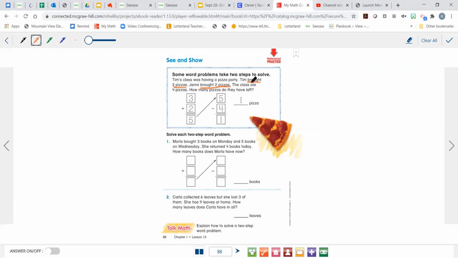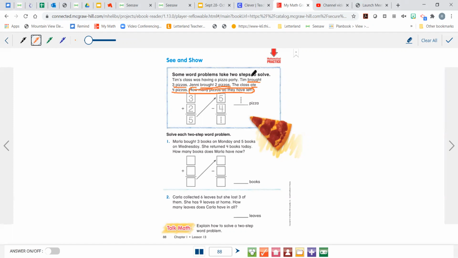The class ate 4 pizzas. Ate means they go away, don't they? Ate 4 pizzas. How many pizzas do they have left? That's what we want to find out, so that's what we need to circle.